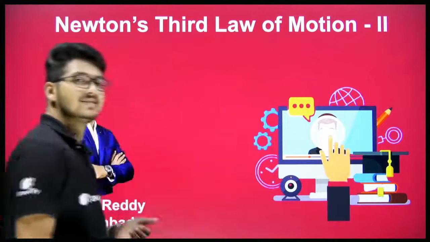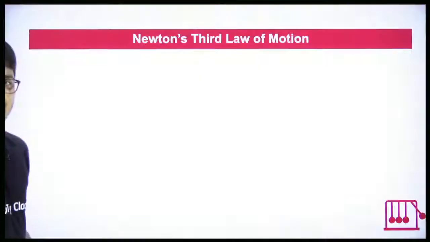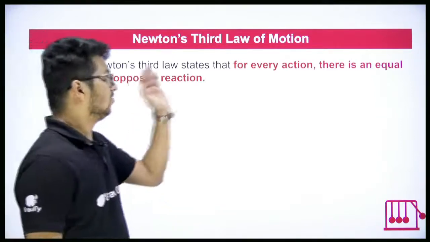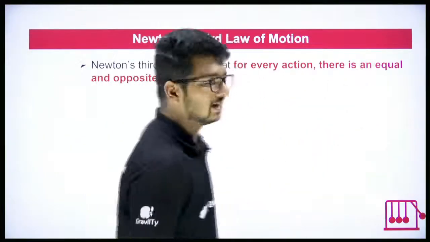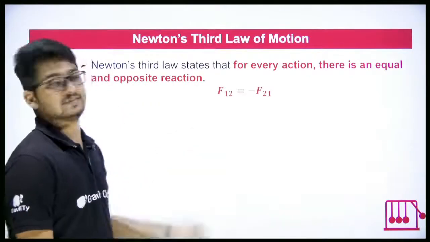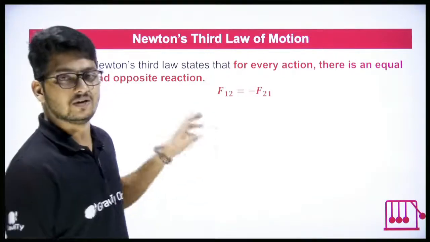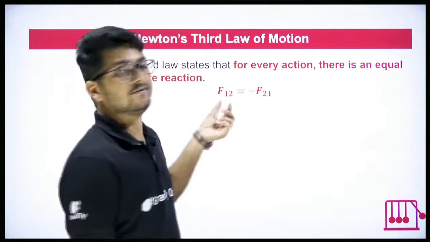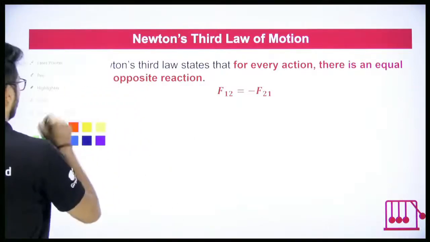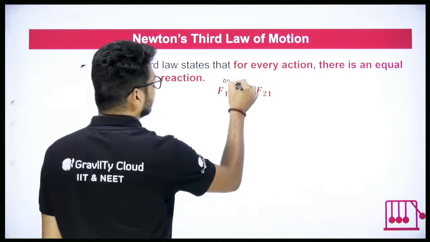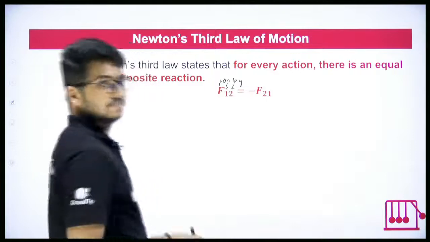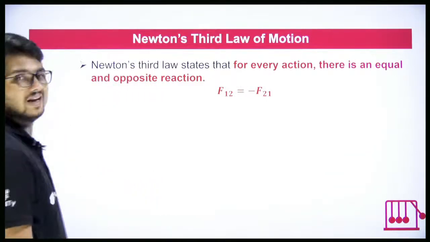So let us first revise whatever we have learned regarding Newton's third law. What is the statement for Newton's third law? For every action there is an equal and opposite reaction. The mathematical expression is F12 is equal to minus F21. What does F12 mean? I told you, first comes on, second comes by. So it is force on 1 by 2. F12 will mean force on 1 by 2.